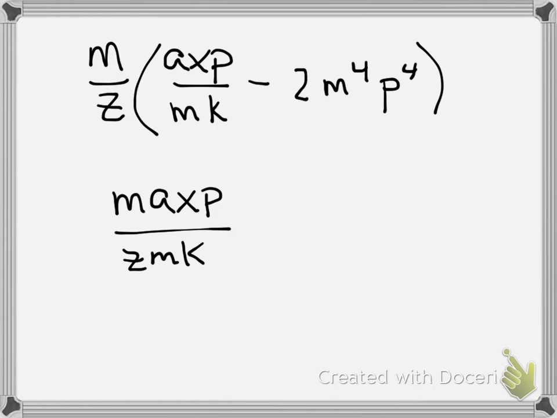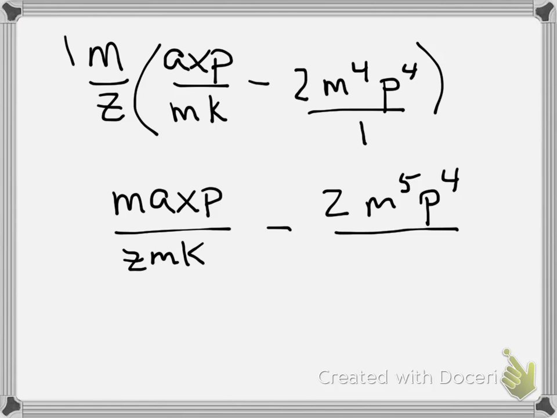Now, the 2m to the fourth p to the fourth is actually going to be over 1. So we'll put our minus sign, and then remember we have a 1 in front of here, so 1 times 2 is 2, and then m times m to the fourth is m to the fifth, and then we just tack on the p to the fourth because there's no p's on the outside, and then z times 1 is z. Now we have maxp over zmk minus 2m to the fifth p to the fourth over z.